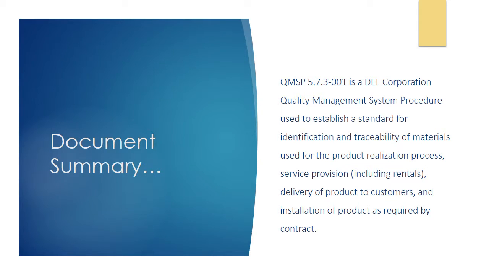QMSP 5.7.3-001 can be summarized as a Dell Corporation Quality Management System procedure used to establish a standard for identification and traceability of materials used for the product realization process, service provision to include rentals, delivery of product to customers, and installation of product as required by contract.